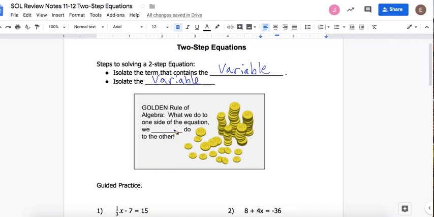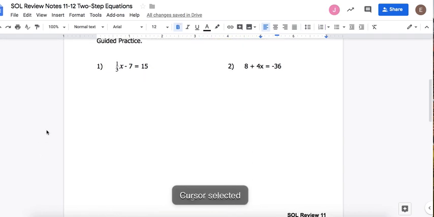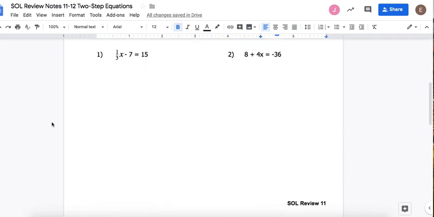The golden rule of algebra is what we do to one side of the equation, we must do to the other. So remember, when we're solving equations, we need to keep it balanced. Let's look at some examples. Number 1 says 1/3 x minus 7 equals 15. Remember our strategy: if it's addition or subtraction, we're going to circle our variable and draw our t.